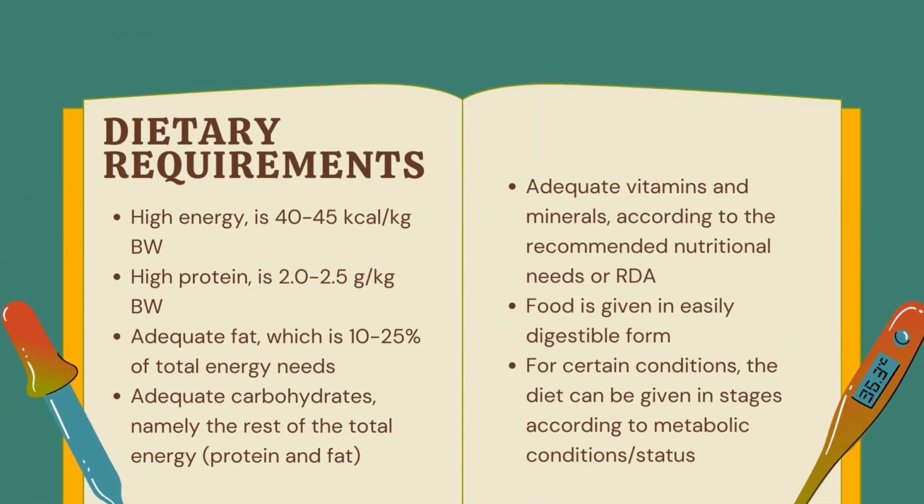Dietary requirements. High energy is 40 to 45 kcal per kilogram. High protein is 2 to 2.5 gram per kilogram. Adequate fat, which is 10 to 25% of total energy needs. Adequate carbohydrates, namely the rest of the total energy, protein and fat.